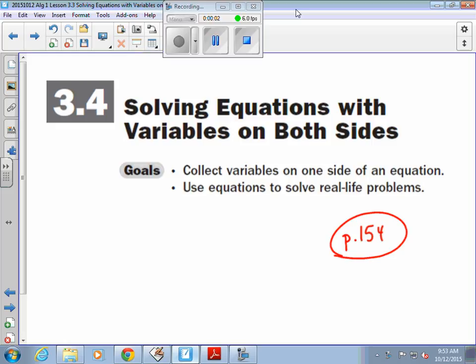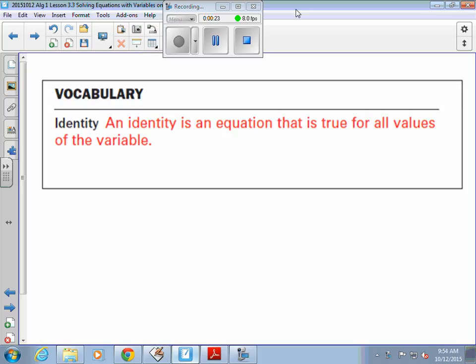This is Algebra 1, Lesson 3.4, solving equations with variables on both sides, more specifically both sides of your equal sign. That's what we're doing. We're collecting variables on one side of an equation, then we're doing it in real life problems. Once the variables are on one side, we're going to solve them just like we've been doing the multi-step equations from before. Beginning on page 154 in your text.